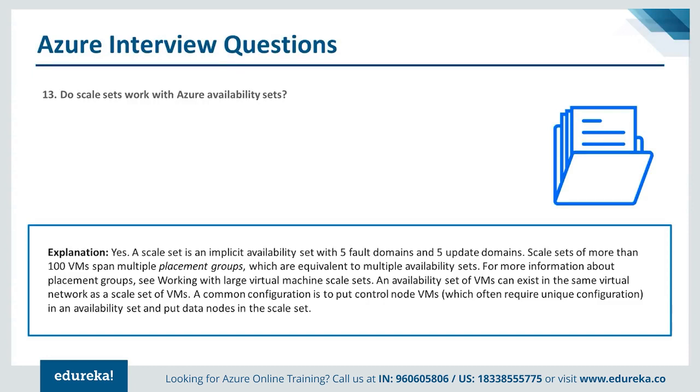You can just go ahead and fetch some information about availability sets if you're not very well versed with them as far as Azure is concerned. There is a small description over there, so I'll just read that for you. Yes, a scale set is an implicit availability set with 5 fault domains and 5 update domains. Scale sets of more than 100 VMs span multiple placement groups, which are equivalent to multiple availability sets. So this is what it means. I would skip the other part because I've given you enough explanation for this, and I would definitely recommend that you read about availability sets.